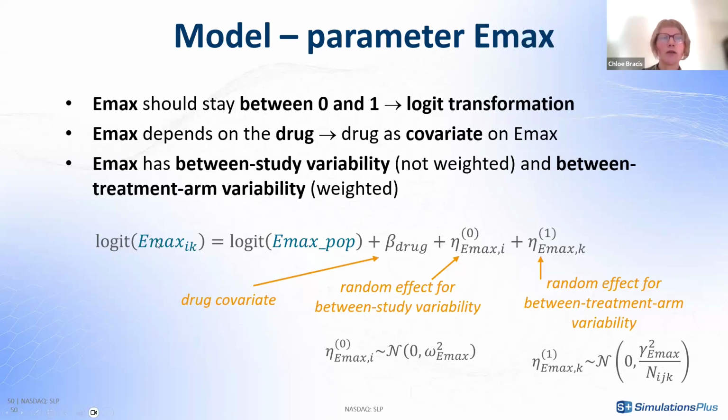So our model for the Emax parameter is that we take a logit transformation that ensures it'll be between 0 and 1. So we also take a logit transformation of our population parameter. We add a drug covariate so that we can have an effect on Emax of the drug. And then we have 2 random effects for both the between study variability, unweighted, and the between treatment arm variability, which is going to be weighted by the number of individuals per arm.